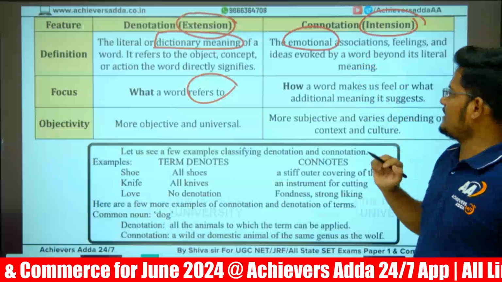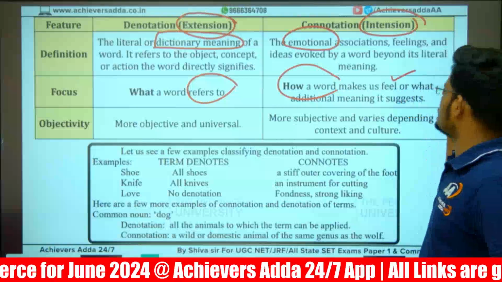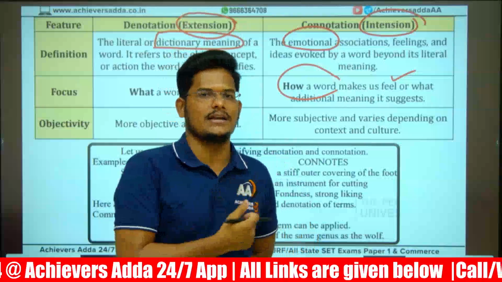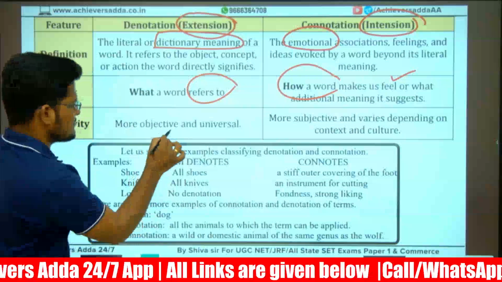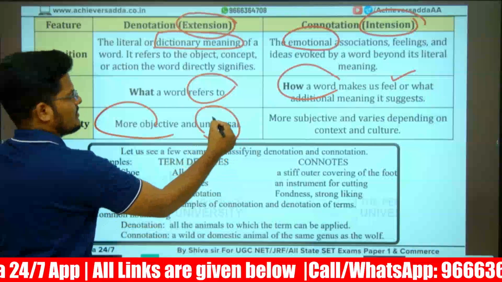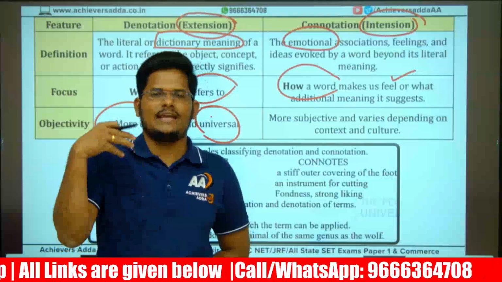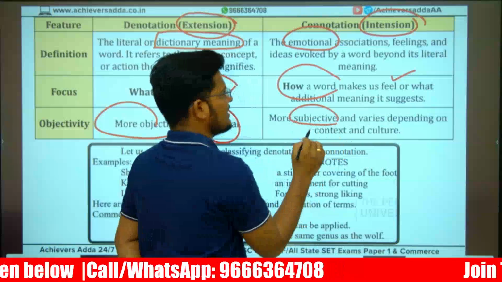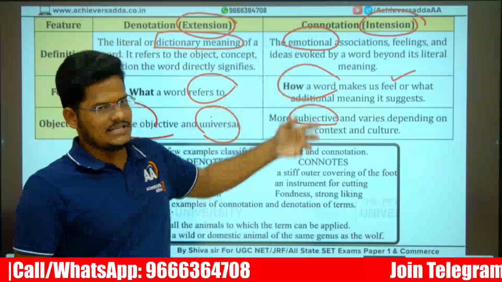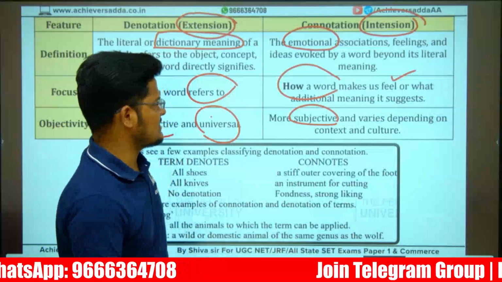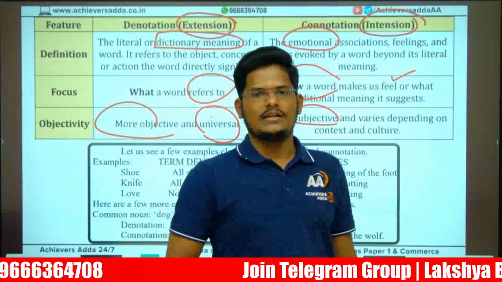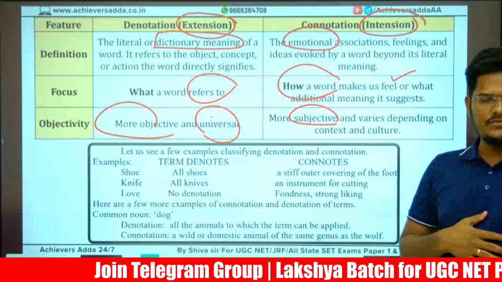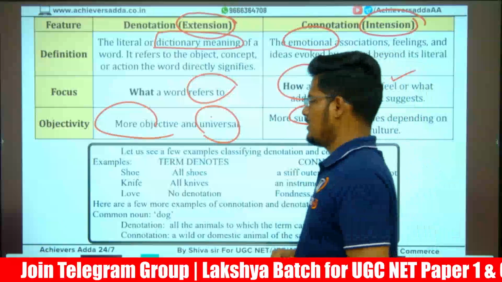Whereas in connotation, how words make us feel, means here we are adding emotion. That we call an intention or a connotation. Right? Denotation is more objective and everywhere it is common, which means universal. Dictionary meaning is the same everywhere, whether it is in India or another country. Whereas connotation is more subjective and context oriented. Meaning changes from context to context as well as situation to situation. That's why connotation is a part of intention, which is a more emotional definition, adding feelings to it.